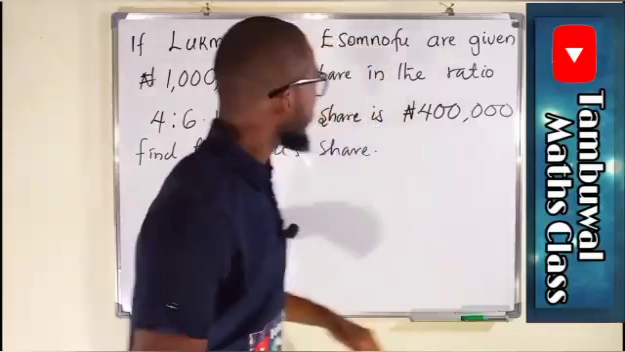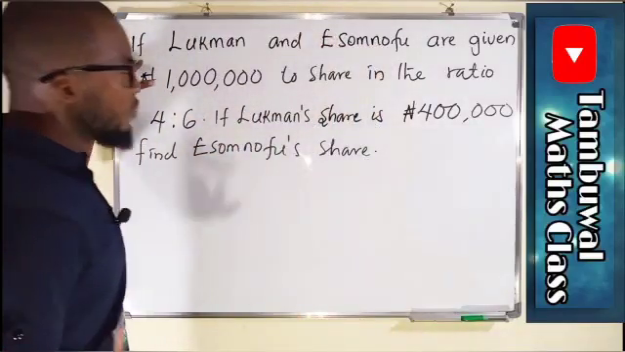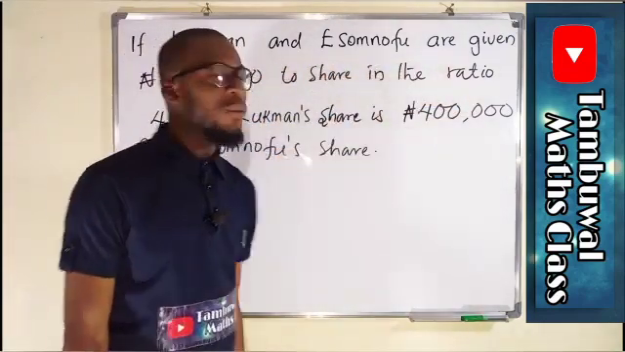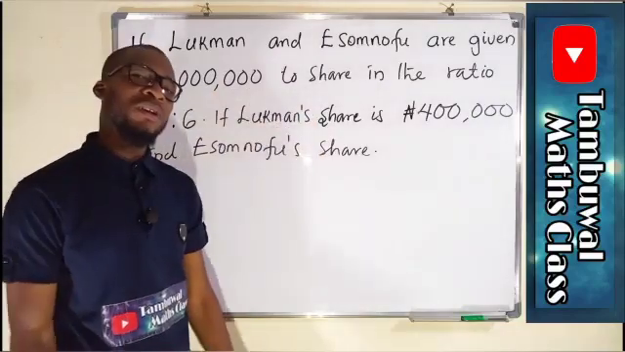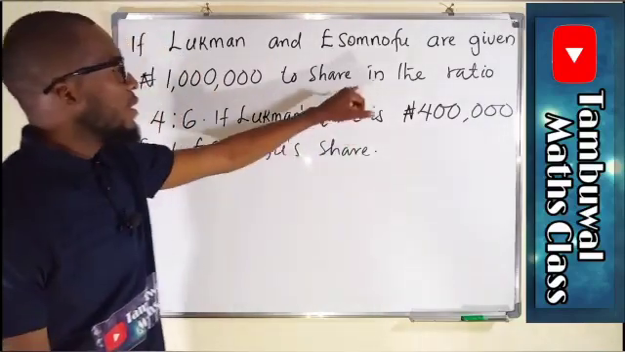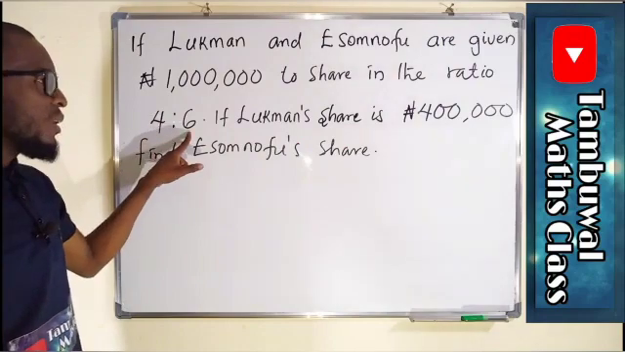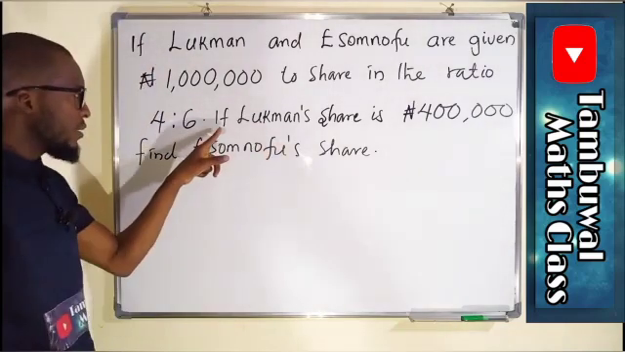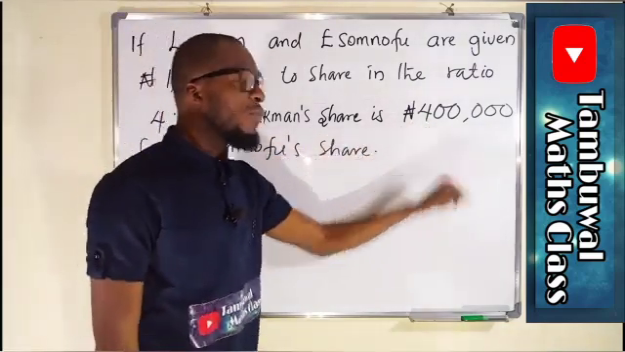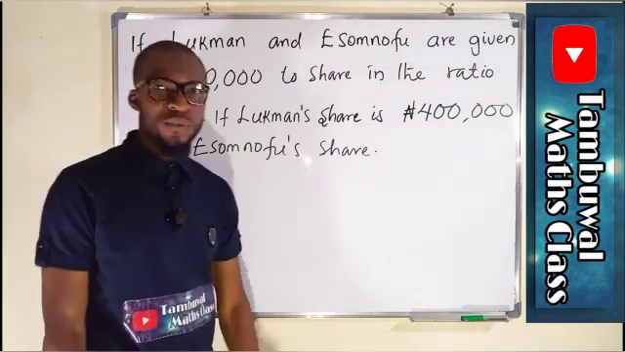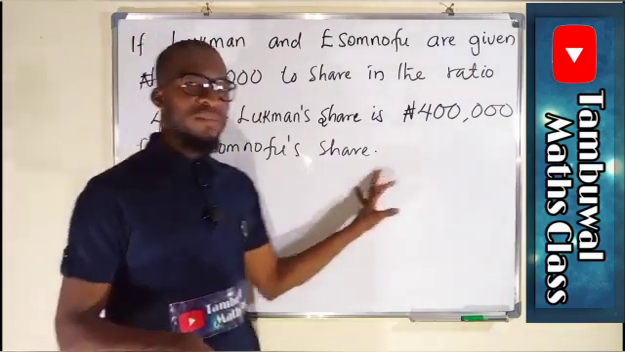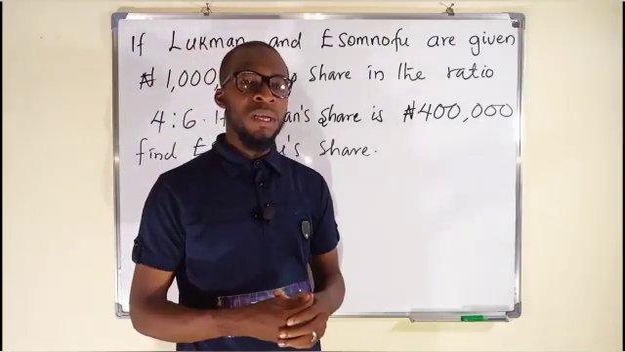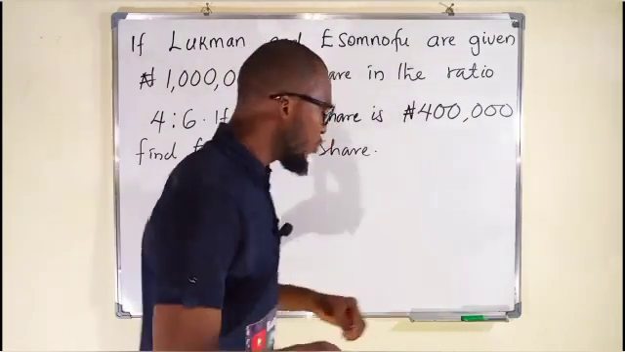So here is the question. It's a ratio on sharing, you can see. If Lukman and Esomnof are given 1 million naira to share, wow, this is from the question wall, in the ratio 4:6, definitely Esomnof's share must be higher than mine. But the question said if Lukman's share is 400,000, we're asked to find Esomnof's share. So the way I will solve this question will be entirely different from how Mr. Esomnof solved the same problem. So in case of objective question, look at how you will solve this question.